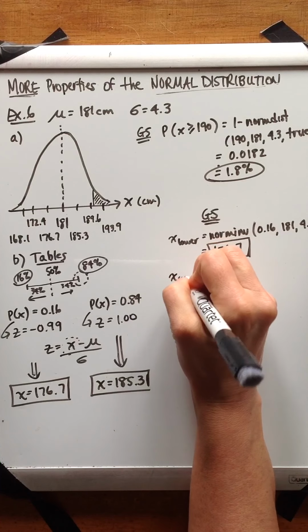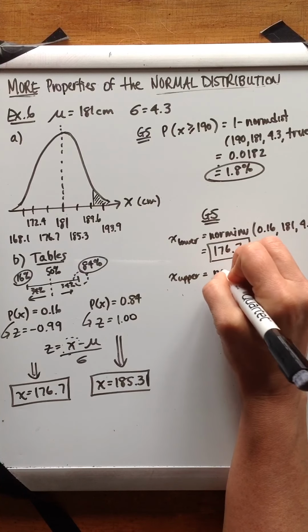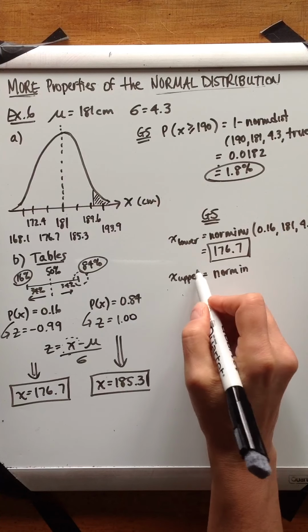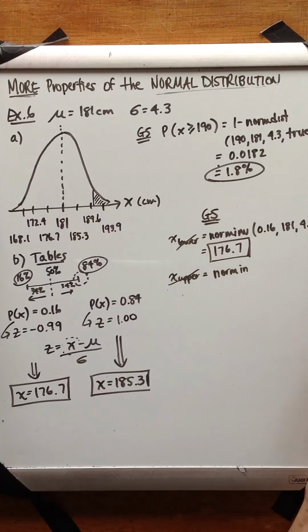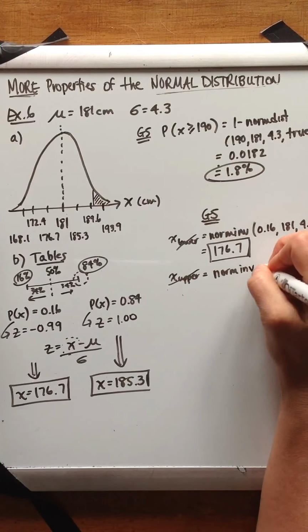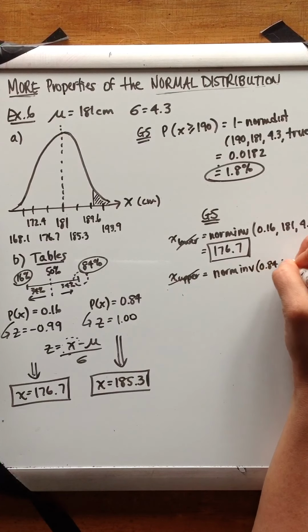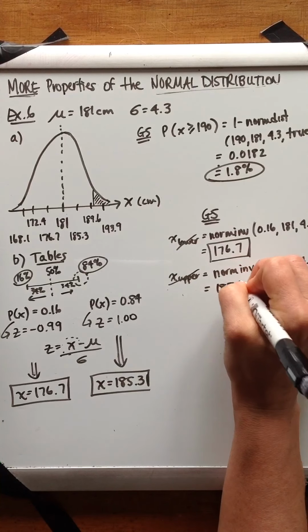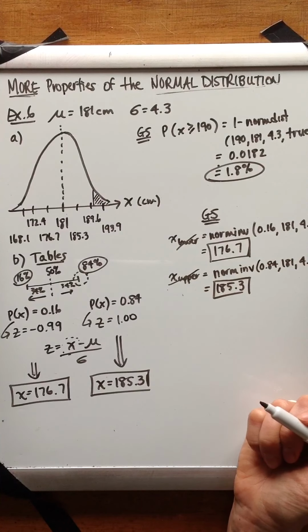If you do x upper, again, you would punch in equals norm inverse. And just as a reminder, this would not get punched into the cell. I'm just showing you what I'm calculating here. Okay. Norm inverse, let's do 84% this time, 0.84. 181 and 4.3. And when you hit enter, guess what? 185.3, which is the exact same as this method here.